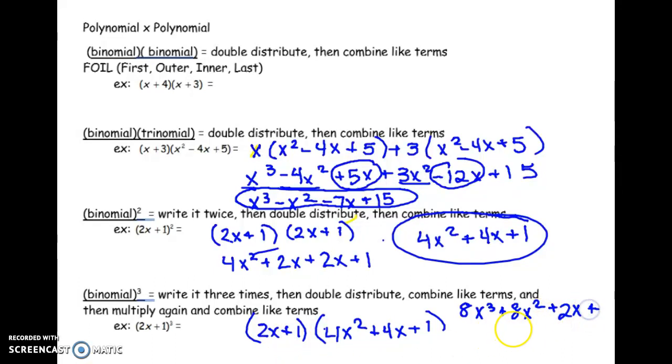We're actually going to add, and you can do it right underneath it, 4x squared plus 4x plus 1. So now when we combine our like terms, they're lined up, and we get 8x to the third plus 12x squared plus 6x plus 1. Okay, so we're going to try some of these.